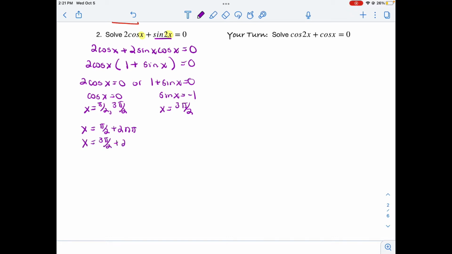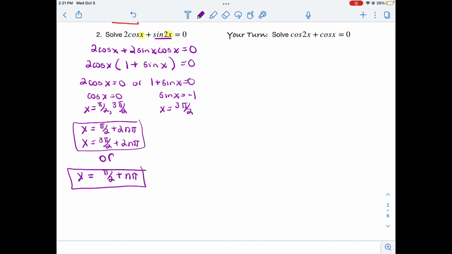So I would write my answer as either x is equal to pi over 2 plus 2n pi, and x is equal to 3 pi over 2 plus 2n pi, or I could combine those two together because they're 180 degrees apart from each other, and just simply write pi over 2 plus n pi. Either answer is correct. Okay? Try to figure out what cosine of 2x plus cosine of x equals 0 is.